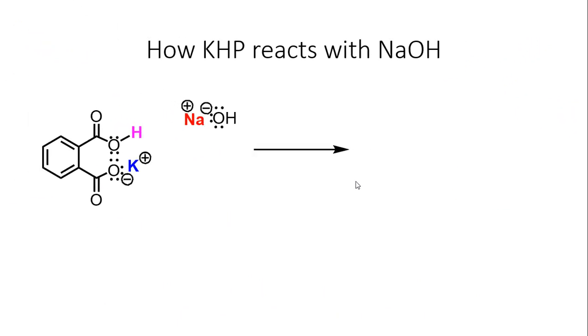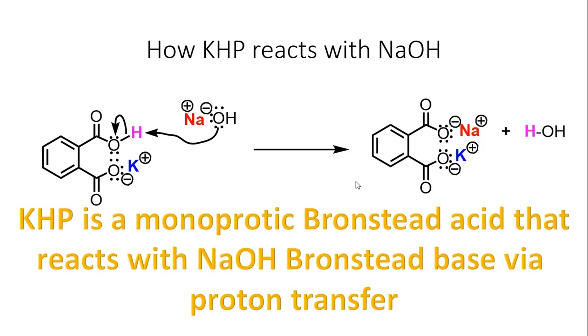So this is the mechanism of the reaction shown here. We have sodium hydroxide that's going to give a pair of electrons to the pink hydrogen on KHP, and that's going to do what's called proton transfer. And then you break the OH bond. What you're left with is the phthalate salt shown here on the right, and water.